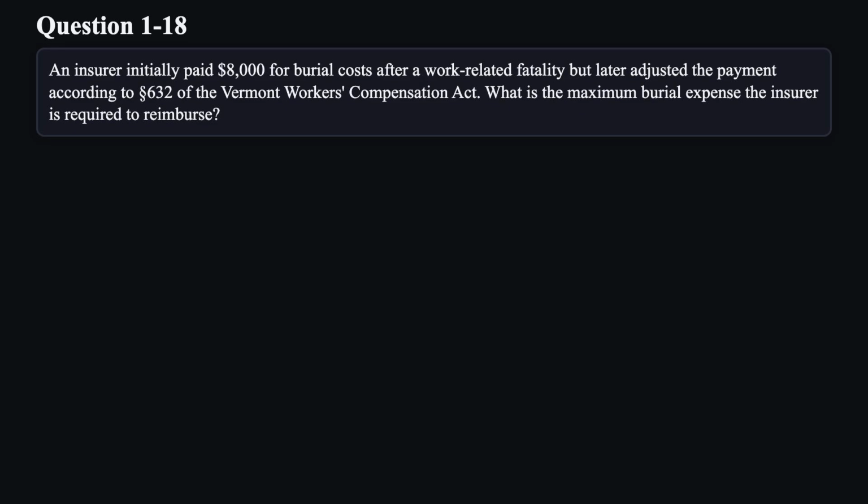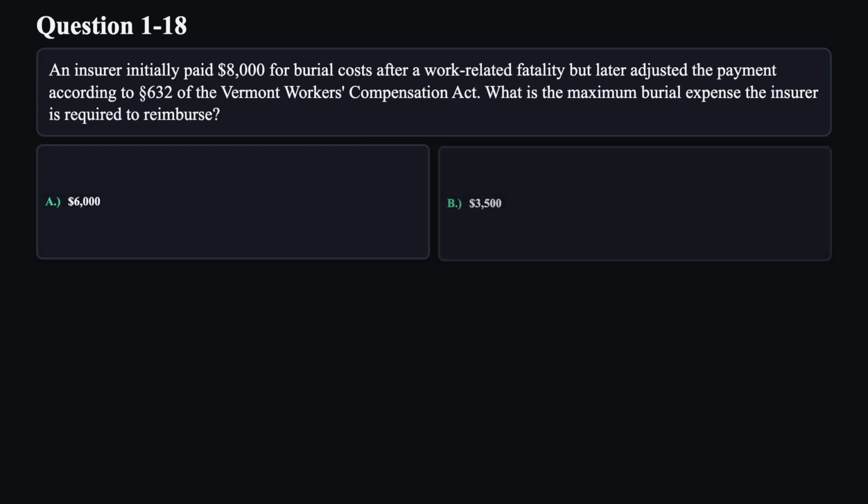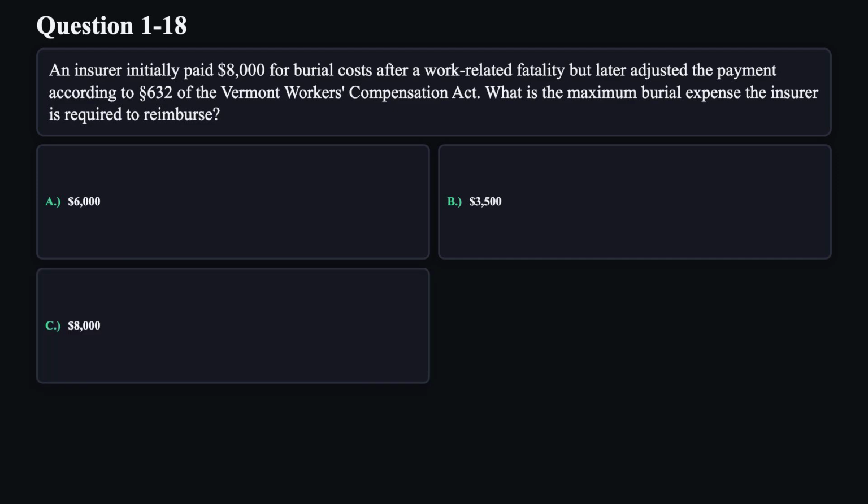Question 18. An insurer initially paid $8,000 for burial costs after a work-related fatality, but later adjusted the payment according to Section 632 of the Vermont Workers' Compensation Act. What is the maximum burial expense the insurer is required to reimburse? A. $6,000. B. $3,500. C. $8,000. D. $10,000.